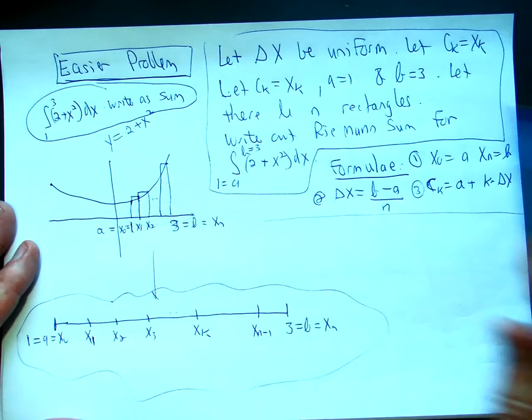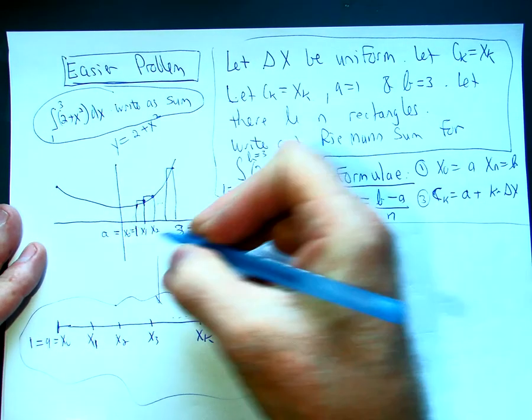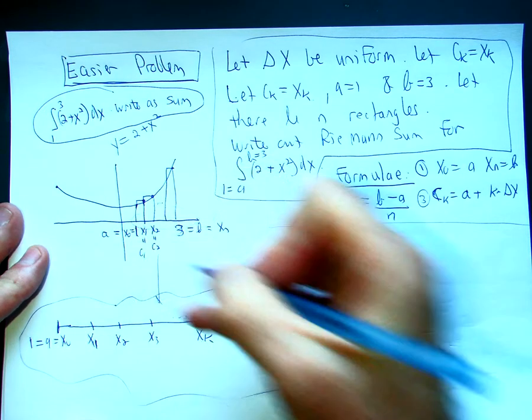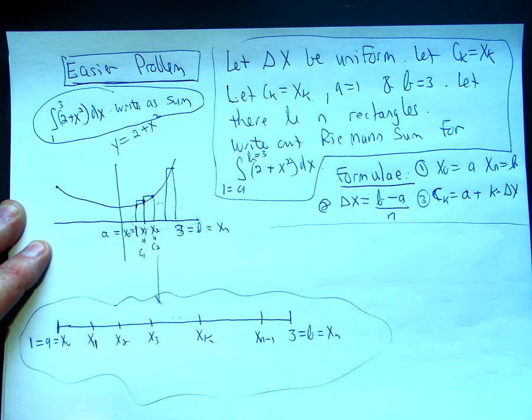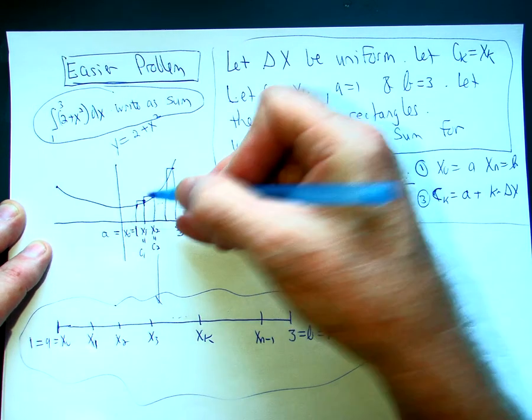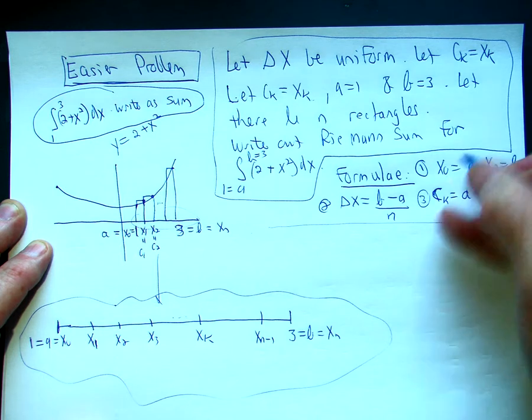ck is equal to xk. And what that means, like in class, is that I'm drawing the rectangle with the height of the rectangle at the end of the rectangle. So that's where it crosses the graph. The height here is f of c1. The height here is f of c2. So there's some formula here. So I'm going to just go through these.